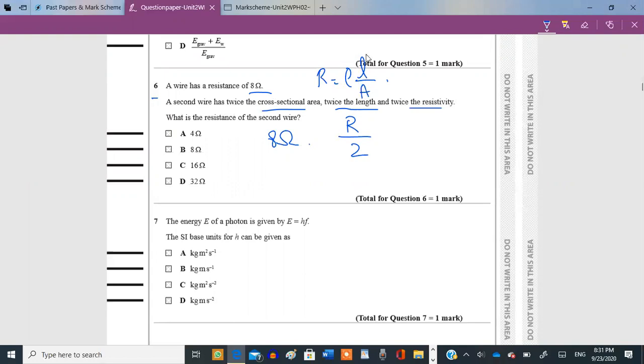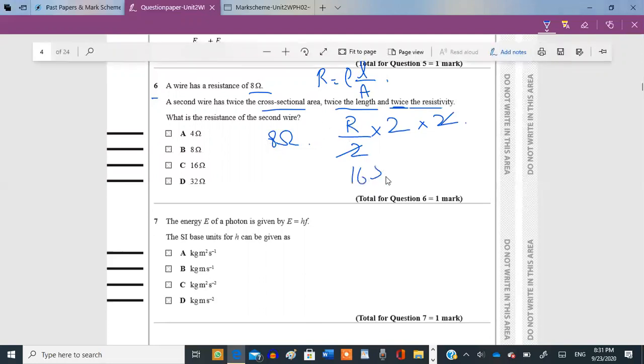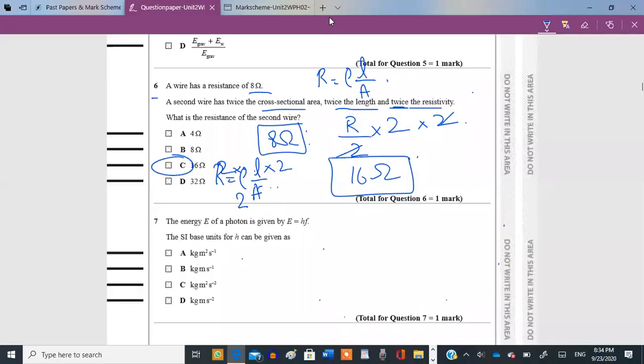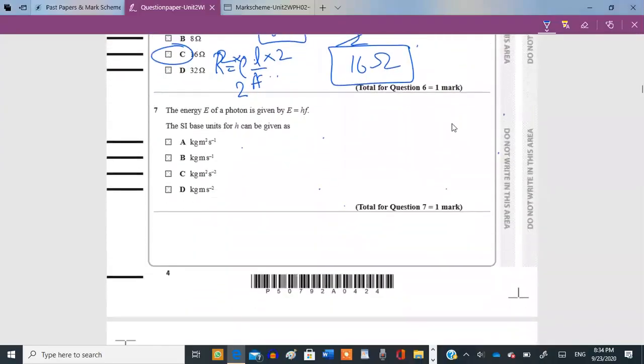And then they told us that the length is twice, and resistance is proportional to the length, so resistance is also going to become double. And if resistivity becomes double, resistivity and resistance are also proportional, so resistance again will become double. So the 2 and the 2 will cancel out, and this R has a value of 8 ohms. So 8 twos are 16 ohms, your answer. Clear?